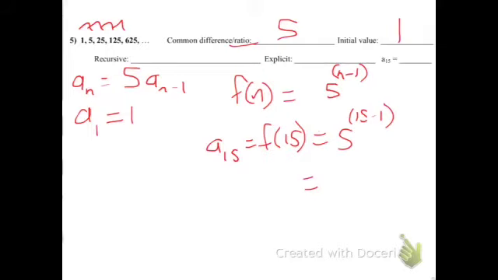Like a really, really large number. 6, 1, 0, 3, 5, 1, 5, 6, 2, 5. Wait, just kidding, I miscounted. 6,103,515,625. And that makes sense because 5 to the 14th power has a huge exponent. It's going to be a big number. And that's going to be it for now.